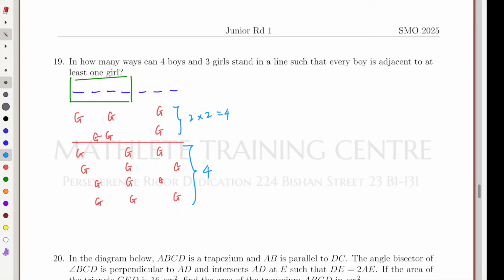If you have these 8 cases here, then what can you do with them? You can just multiply 8 by the number of ways to arrange the boys and the girls. So actually, the 4 boys, there are 4 factorial ways to arrange them. 3 girls, there are 3 factorial ways to arrange them. So this is equal to 1152. Wait, let me just calculate first. Is this 1152? It is, right? Okay. I think that's the answer.